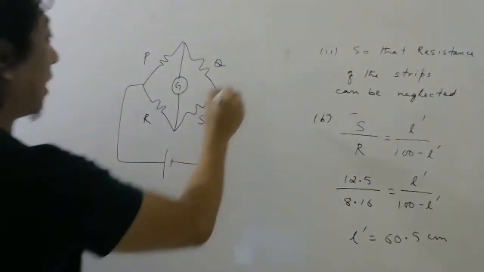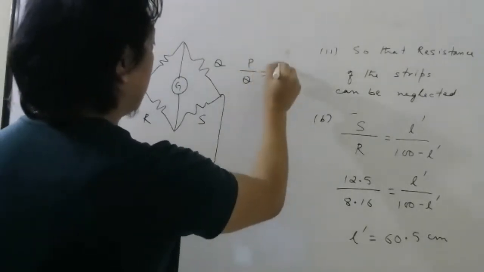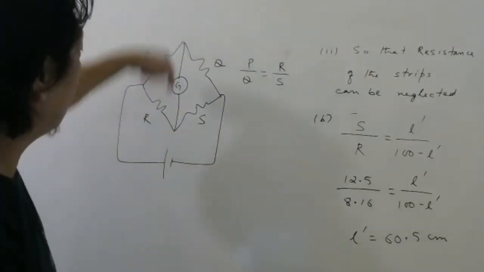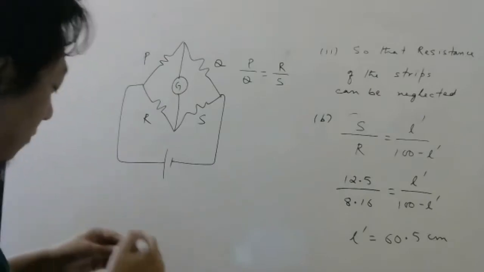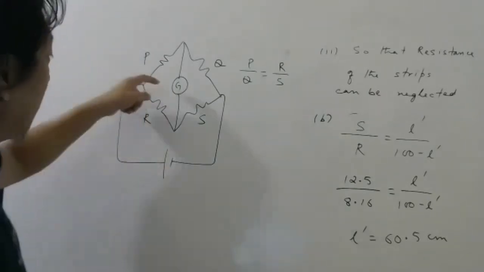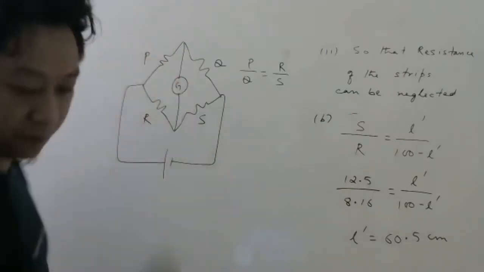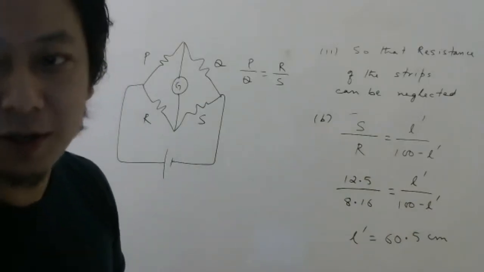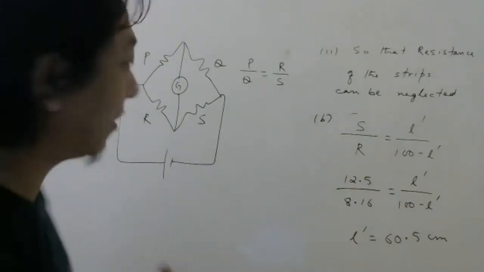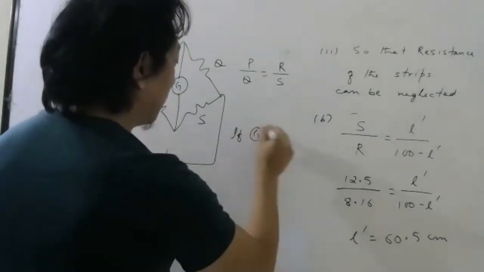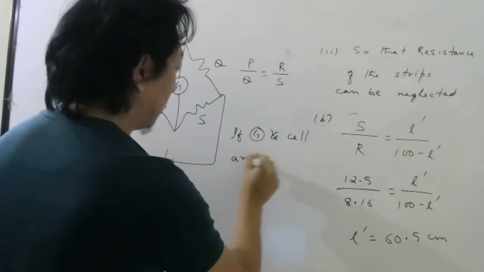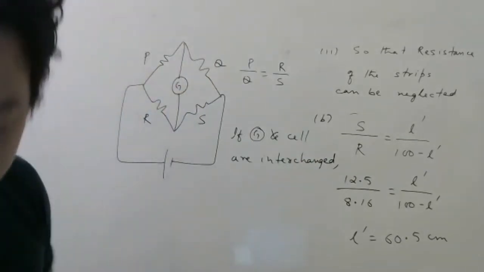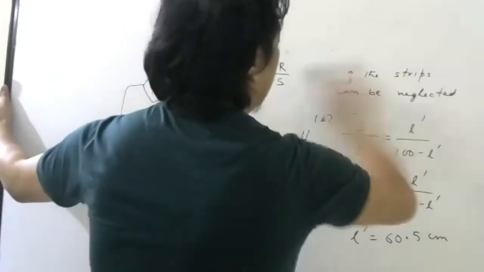Correct? Now, what is the balance condition? P by Q equals R by S. When this condition is satisfied, no current will flow here. Now they are saying if the galvanometer and battery are interchanged. For that question, you have to just write yes or no: will it change or will it not change? So we have to try to understand. If the galvanometer and cell are interchanged, how will the diagram look now?